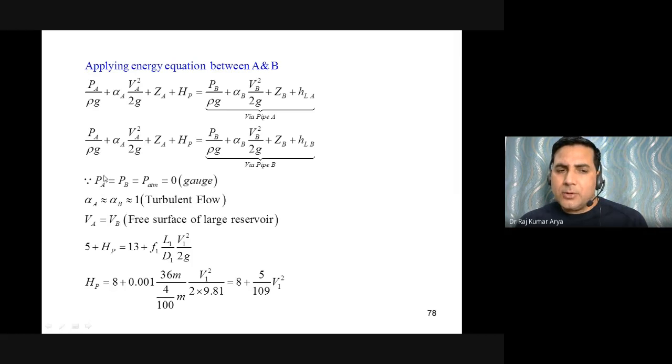So by putting all these things here, in this equation, either the first one or the second one, you can end up with this. Your ZA is 5, HP you need to calculate, and you have here ZB is 13. F1, you don't know what the friction factor value is, and L upon D you already know, V squared upon 2g, because you need to calculate what the flow rate should be, correct? So these are the unknowns you have. Is this fine till here?